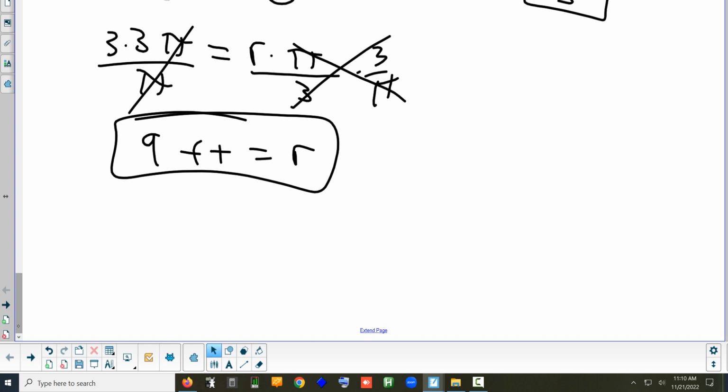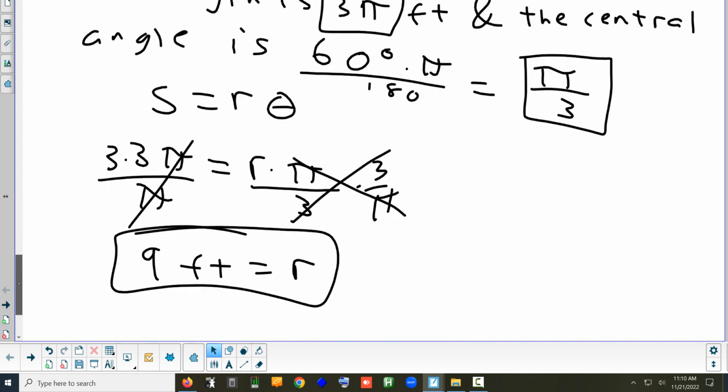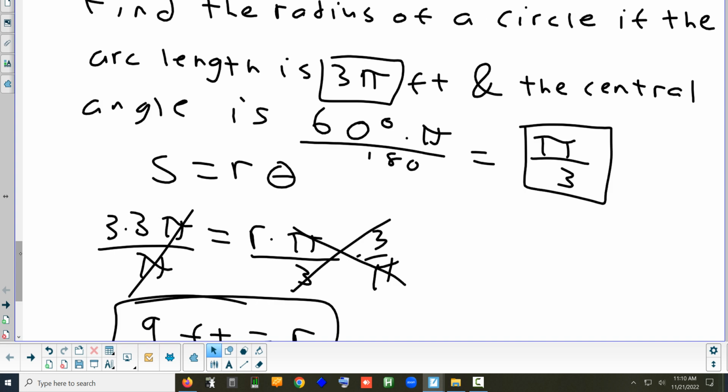Wait, did they give the full circumference of the circle in that example? Yeah, because they told you the radius of the circle, so you could find the circumference. And if you know the whole circumference, you could think about the angle as a percentage. But this is simpler. You don't have to think about percents. You just S equals R theta, plug it in, and you're good.